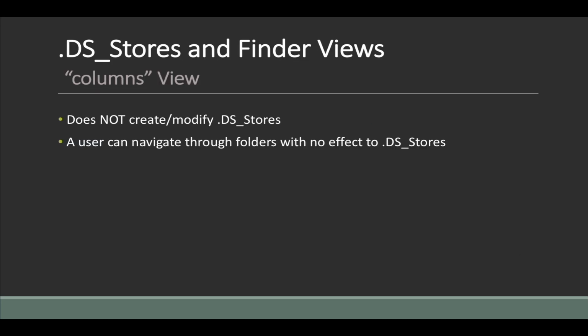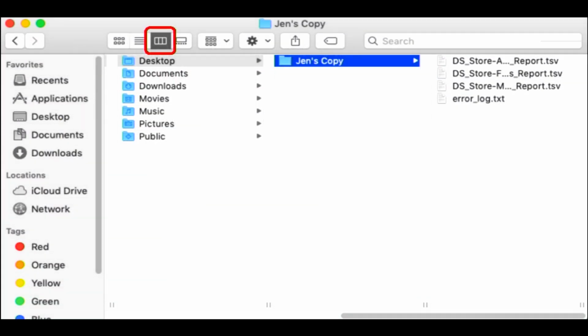So columns view. I don't like this view. You're not going to like this view either, because columns view allows a user to navigate through folders all day long, and not a single DSStore will get updated or created or modified, nothing. You won't get a DSStore. So this is what columns view looks like.